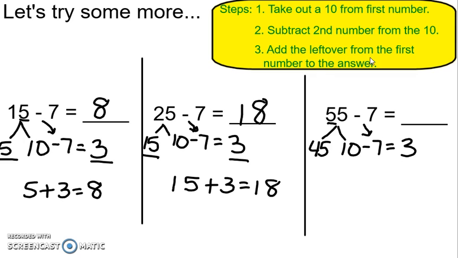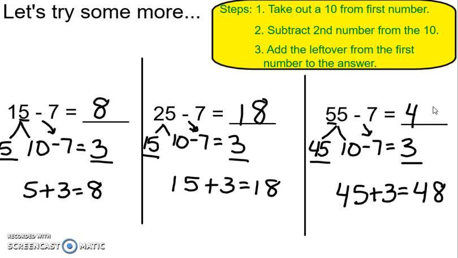And then number 3, add the leftover from the first number to the answer. So I'm going to take the 45 and the 3, and I'm going to add them together. And I'm going to get 48. So 55 minus 7 is 48. So remember, we're practicing taking a 10 out to make the subtraction easier.